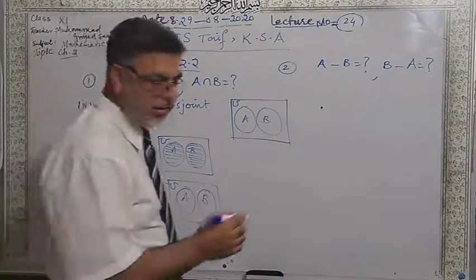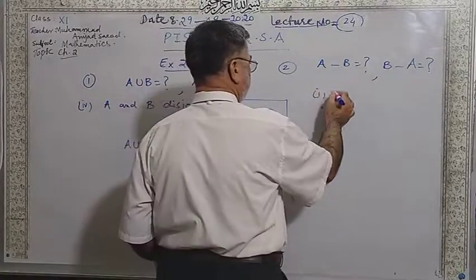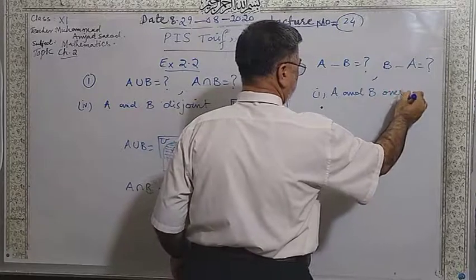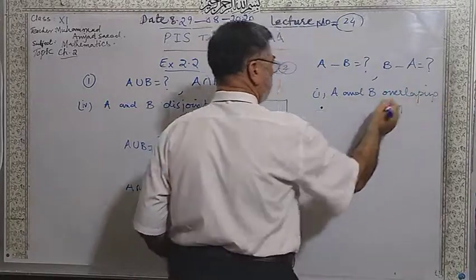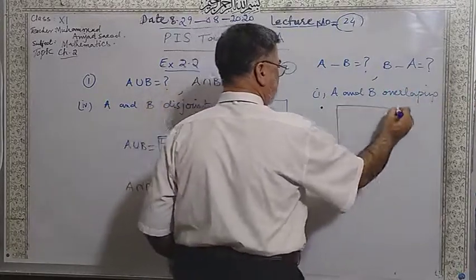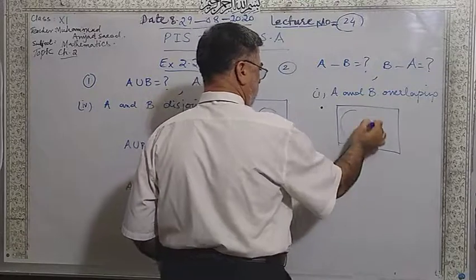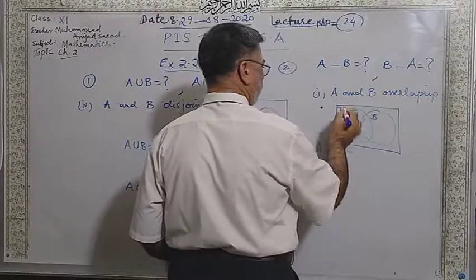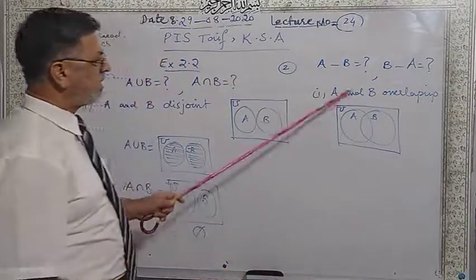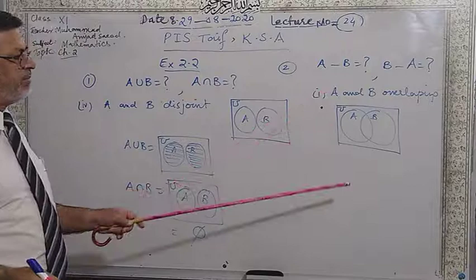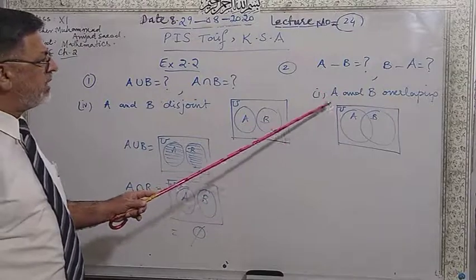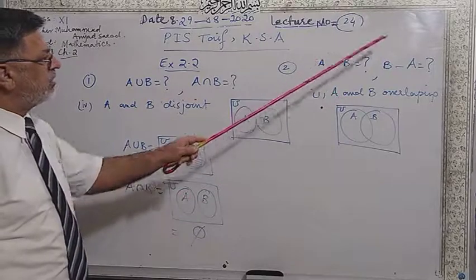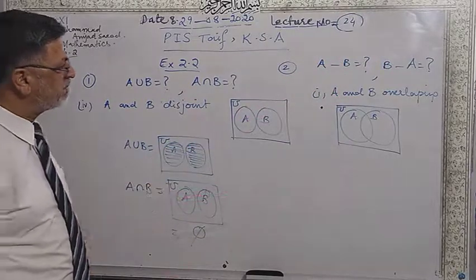Whereas the sets are given, A and B are overlapping. Remember that their figure is like this. This is the figure of your given question. This is A and B overlapping. This is the shape, the Venn diagram of your question. Now we will check these operations on that.